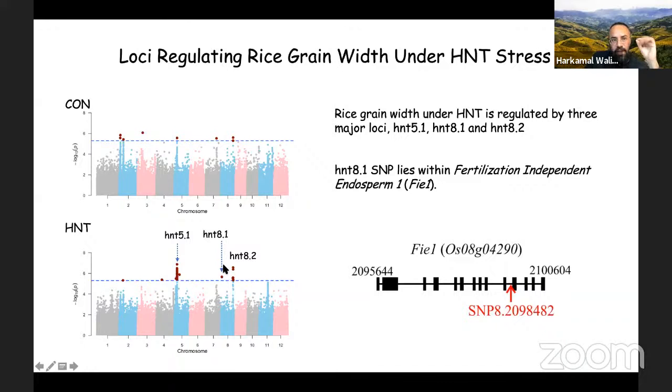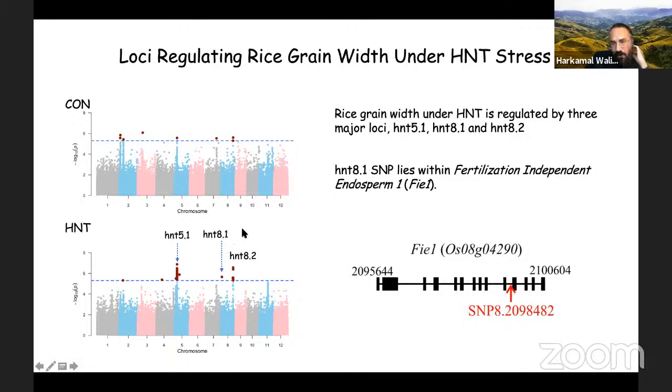That was kind of striking, because heat stress in general is a difficult stress to impose in field conditions. So if you're breeding for heat tolerance, and you're pretty much counting on a hotter location or a hot year, you might be missing out on some of these genes or alleles that could be important for HNT tolerance.